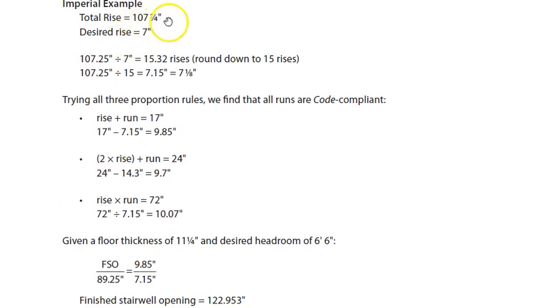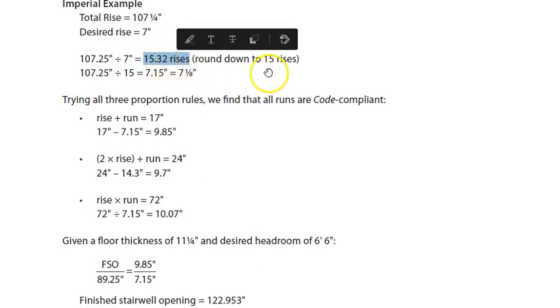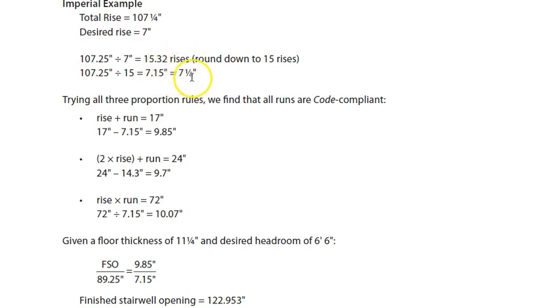We have a total rise of 107.25, desired rise 7 inches. Okay, so the first move we need to make is find our actual rise. To do that, we take our total rise, divide it by the 7 inches, our desired rise. That gives us 15.32 rises. In this case, we're going to round down to 15 rises because you can't have a portion of a rise. And then we're going to take that 15 and put it back into our total rise, because the total rise doesn't change. That's what it is. And we get 7.15 inches. And you take the 0.15, multiply by 16, gives you 2/16, which becomes 1/8.